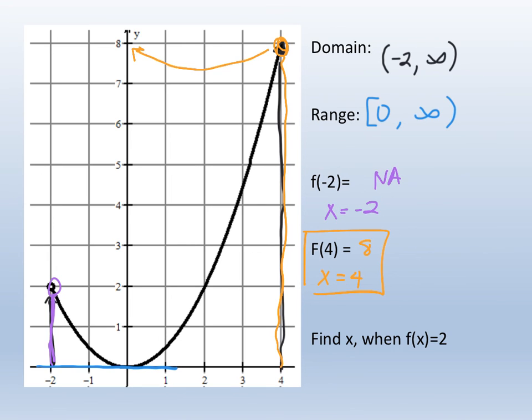One more. It says find x when f of x equals 2. Basically, they're telling us that y is equal to 2. So if y is equal to 2, right here, to the left, it's that point. But remember, because it's an open circle, we don't include it. So this one doesn't apply to that one. We go to the right, it touches here. What's my x value? My x value is 2, so that means that x is equal to 2. I can also write it as f of 2 is equal to 2.